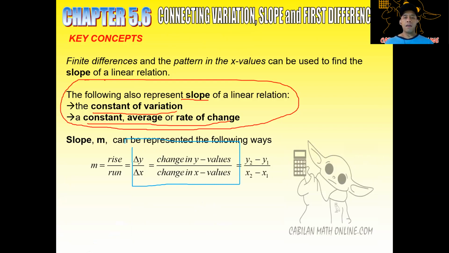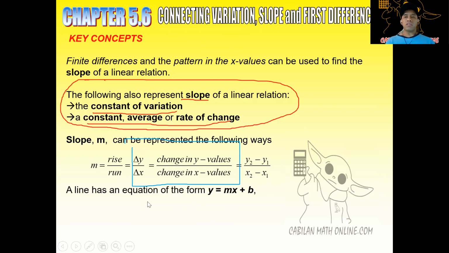All right, and two lessons ago, you learned this fancy formula to calculate slope, where you would be given 2 points, and then you label the 2 points as x1, y1, and x2, y2, and then you substitute it into that formula there. So these are the 3 ways that you can calculate the slope of a line.